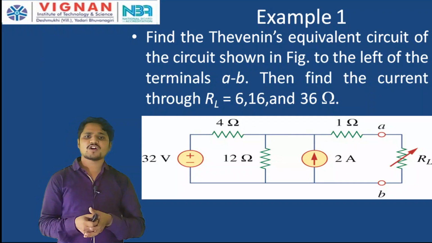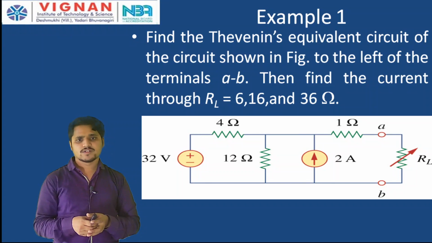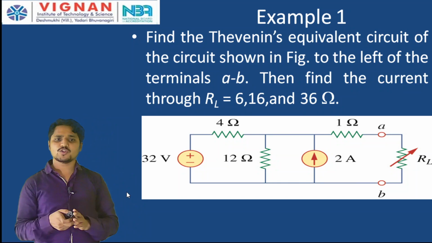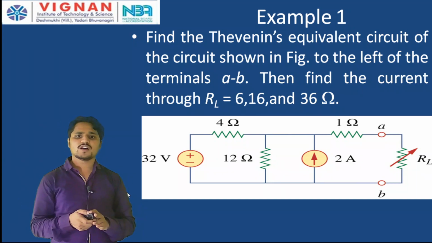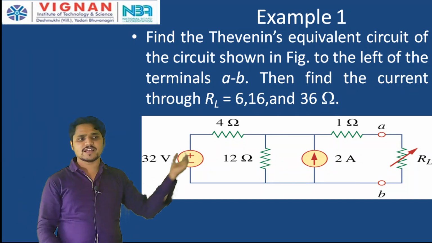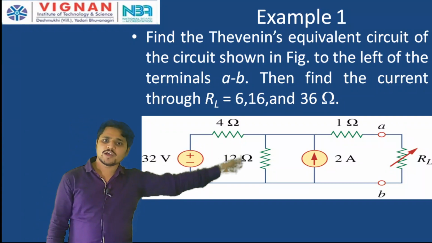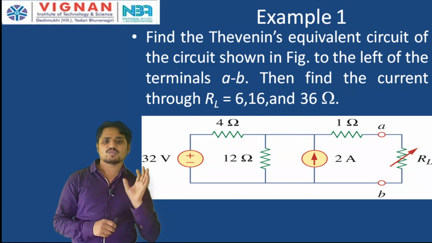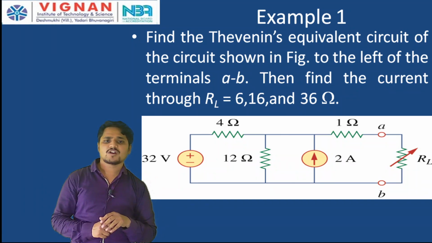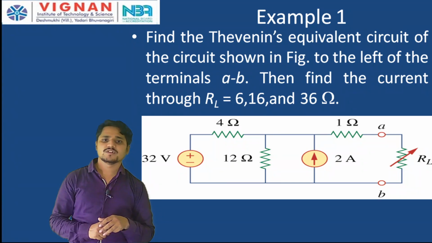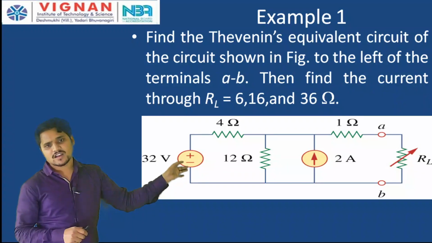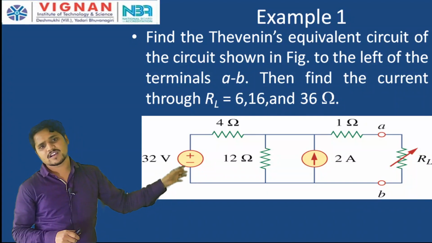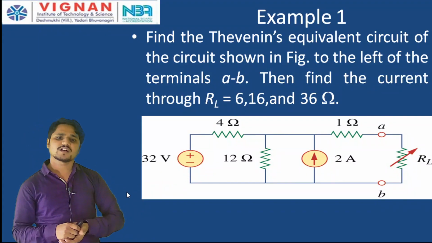Let us solve one problem on Thevenin's theorem. Find the Thevenin equivalent circuit of the circuit shown in the figure to the left of the terminals AB. Across these terminals AB, we have to find the Thevenin equivalent circuit, consisting of only one voltage source, the Thevenin voltage called open circuit voltage, and the Thevenin resistance called the equivalent resistance seen from the terminals. Then find the load current through RL when RL is equal to 6 ohms, 16 ohms and 36 ohms.